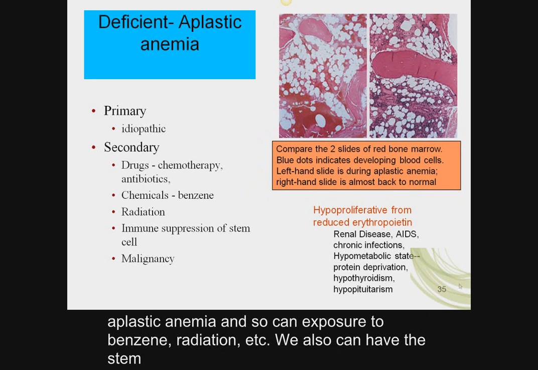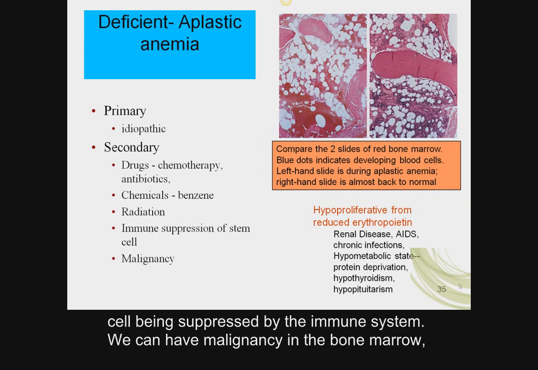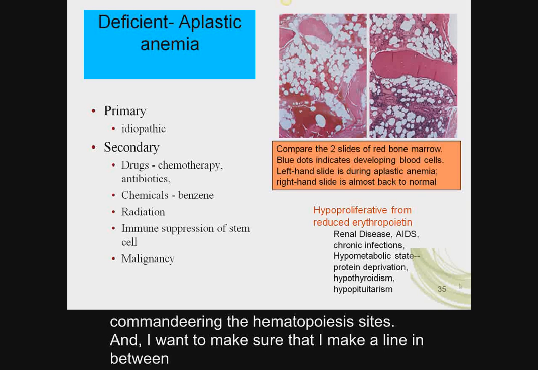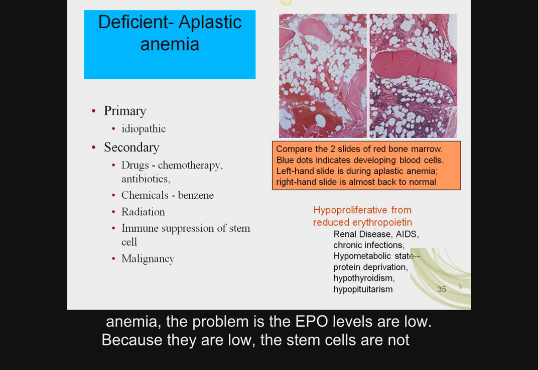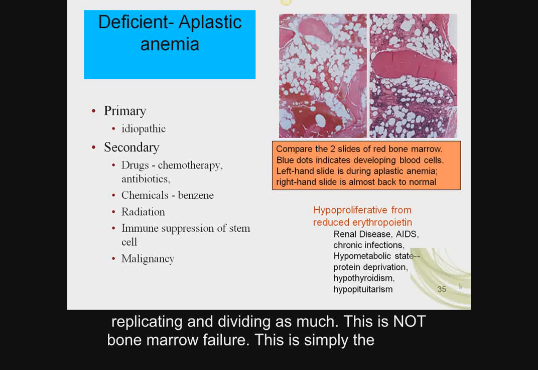We also can have the stem cell being suppressed by the immune system. We can have malignancy in the bone marrow, commandeering the hematopoiesis sites. So lots of ways to have secondary aplastic anemia. I want to make sure that I make a line between aplastic anemia and what is called hypoproliferative anemia. With hypoproliferative anemia, the problem is that the EPO levels are low. Because they are low, the stem cells are not replicating and dividing as much. This is not bone marrow failure.